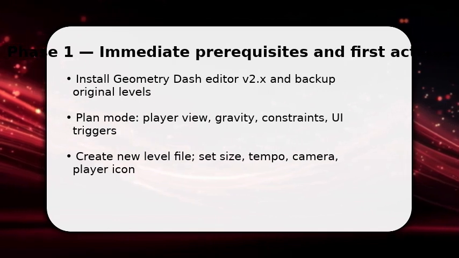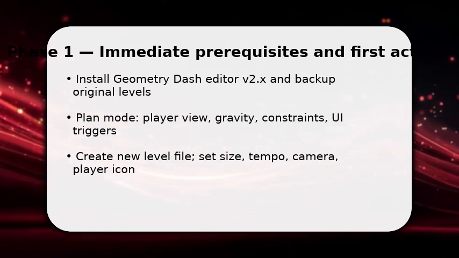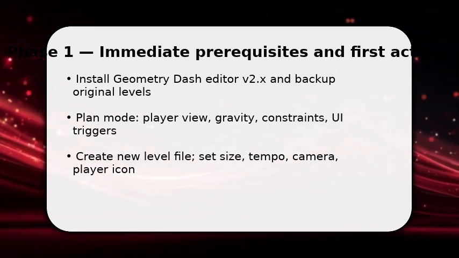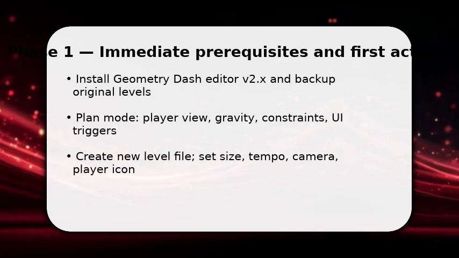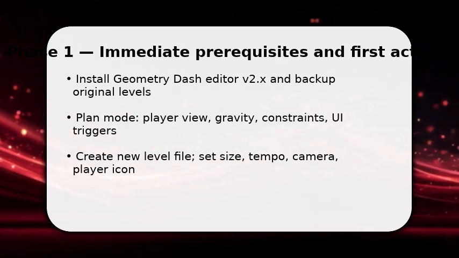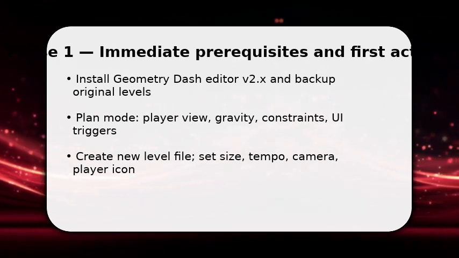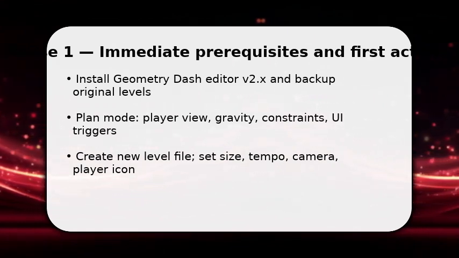Next, set basic level properties, size, tempo, and the player icon, because these anchor every mechanic you add later. While you do this, add a simple test platform and a checkpoint object. That gives immediate feedback. Make sure to save versions frequently, so you can iterate without losing progress.